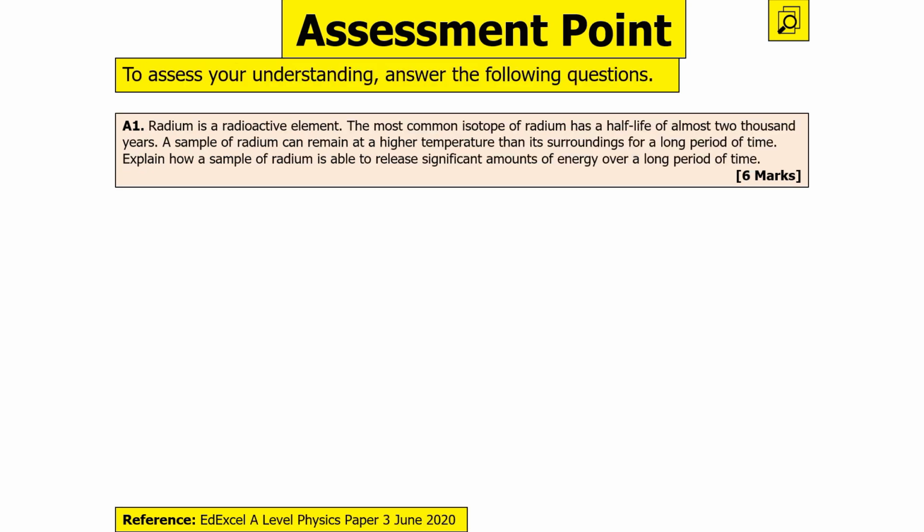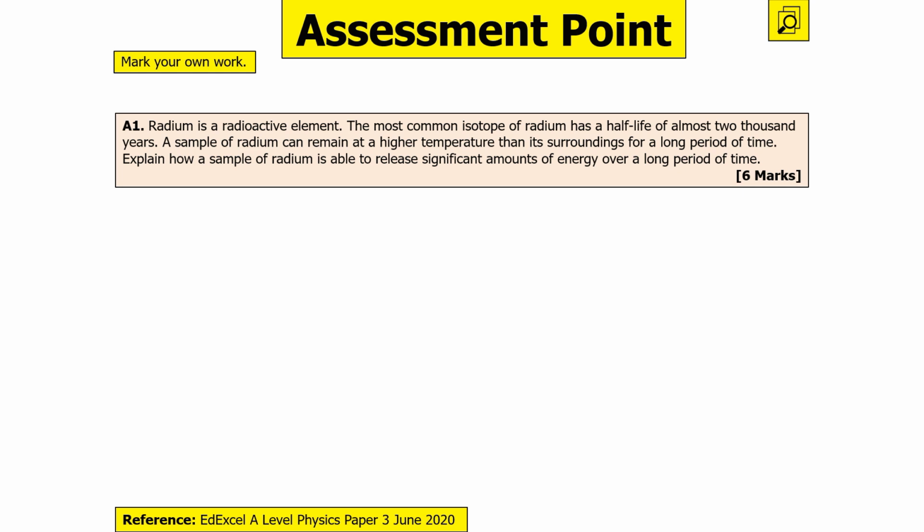The next question says, radium is a radioactive element. The most common isotope of radium has a half-life of almost 2,000 years. A sample of radium can remain at higher temperature than a surrounding for a long period of time. Explain how a sample of radium is able to release significant amounts of energy over a long period of time. So pause the video now, and then unpause the video when you want to go through your answer.